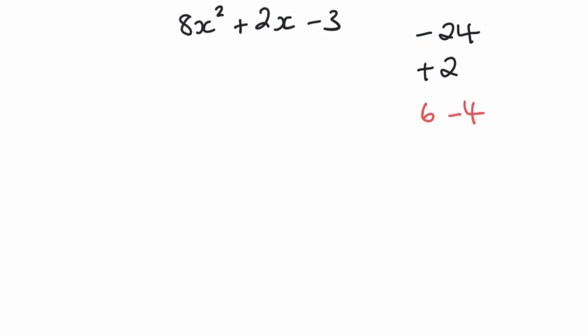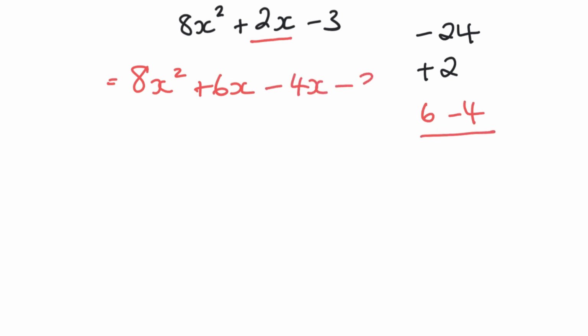So now it's going to get a little bit complicated. We're going to do something that we've not done before. We're going to split up the x value in the middle of the equation. We're going to rewrite it as 8x squared plus the 6x that we've found here minus 4x minus the 3. So now I'm going to draw brackets around these two halves here so we can see what's going on.